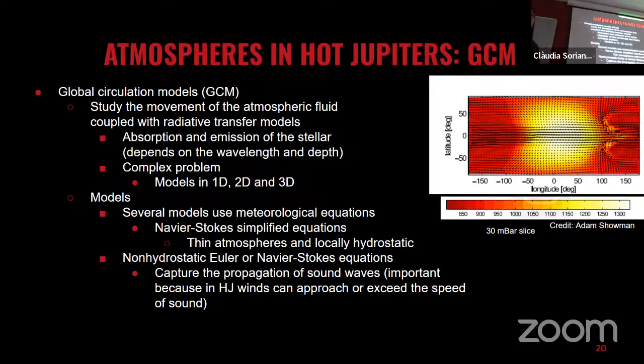in hot Jupiters that has been simulated in one dimension, two dimensions, three dimensions, but they have different approaches. So there are in principle two main approaches. One studies the simulation using meteorological equations. So these are Navier-Stokes equations, but simplified. And they consider thin atmospheres with locally hydrostatic fluid. But then there is another approach, which is non-hydrostatic equations, also with Navier-Stokes or Euler. But in this case, these non-hydrostatic equations are capable of capturing the propagation of the sound waves, which are really important in hot Jupiters because the winds can achieve the velocity of sound. So these are two different approaches.